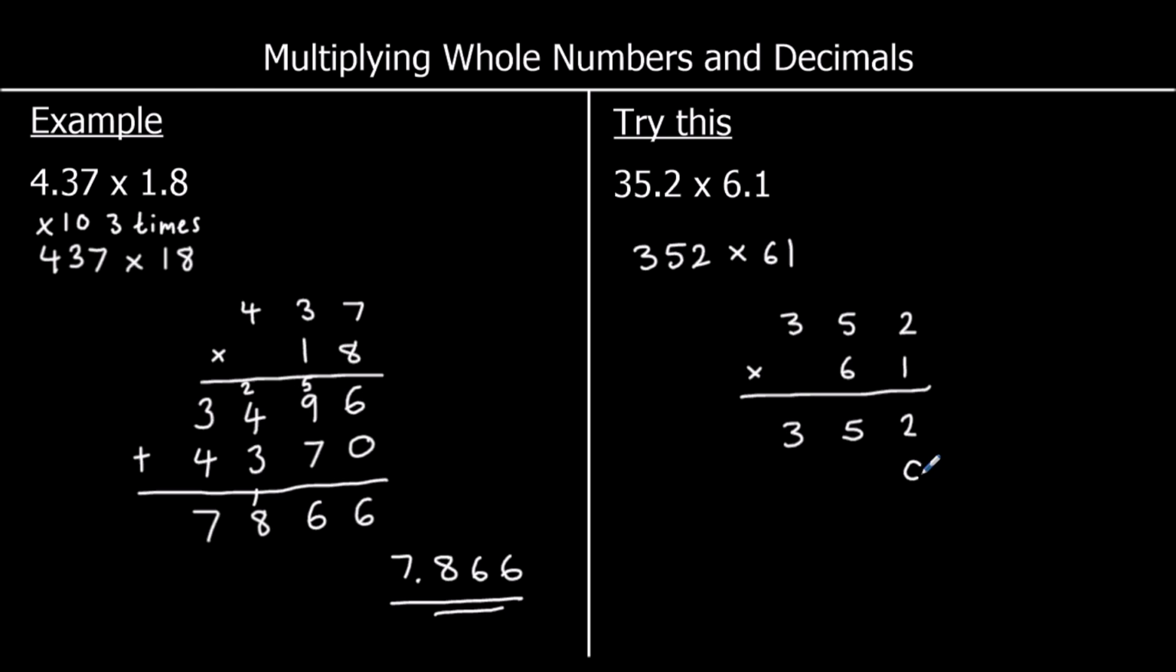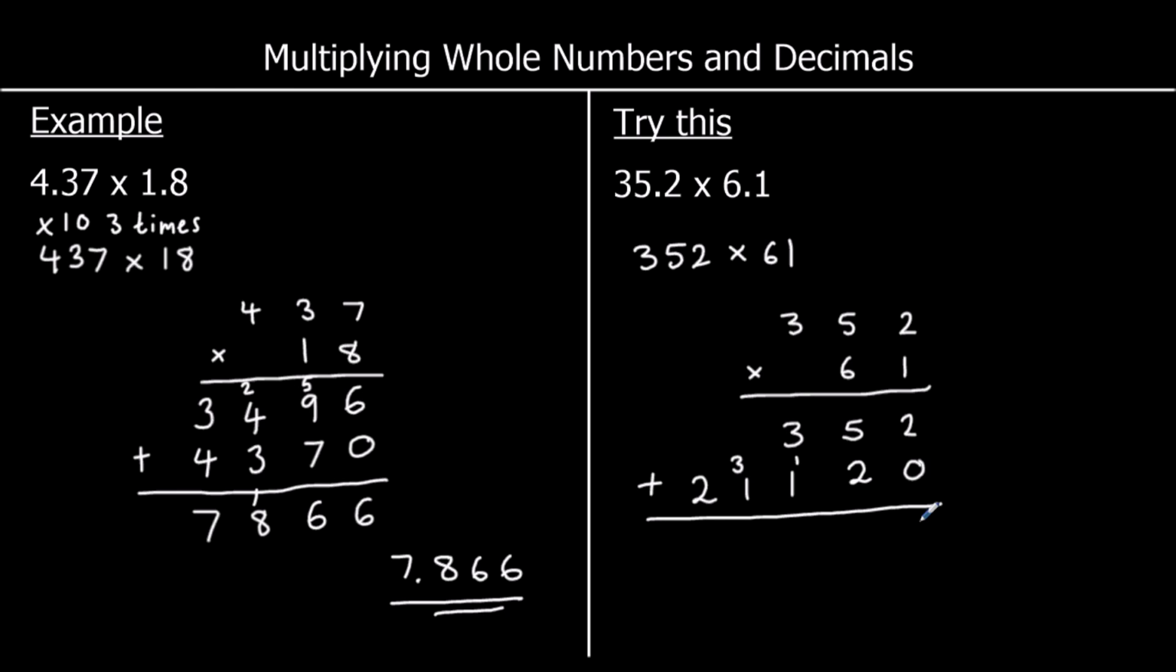So I'm going to add a 0 on because it's 10 times bigger for all of the columns. So 6 2s are 12. So 2, carry over 1. 6 5s, 30, plus the 1, 31. Carry over the 3. And 6 3s are 18, plus the 3 is 21. So 1, carry over the 2. There's nothing to add it onto, so it just becomes 20,000. So add up now.